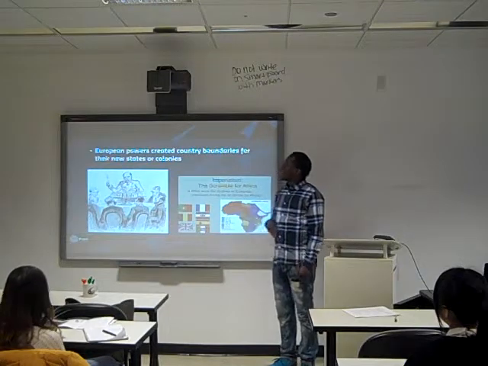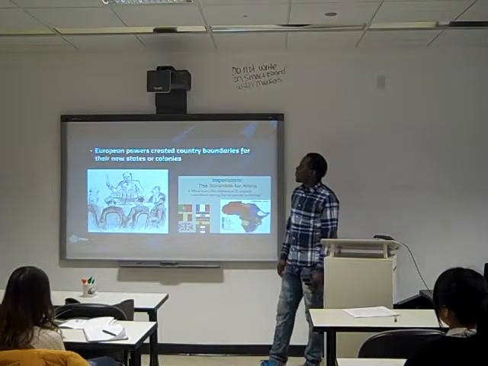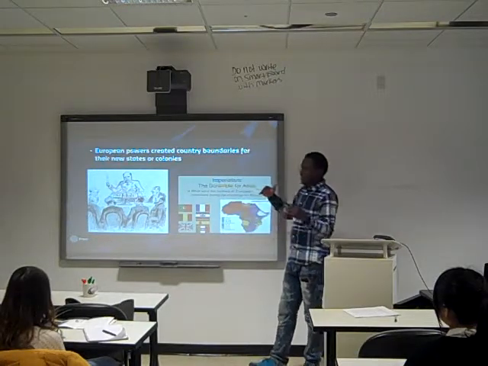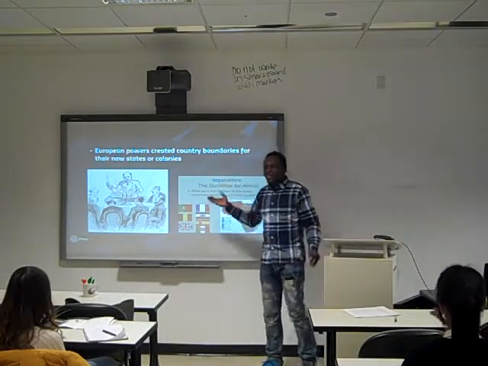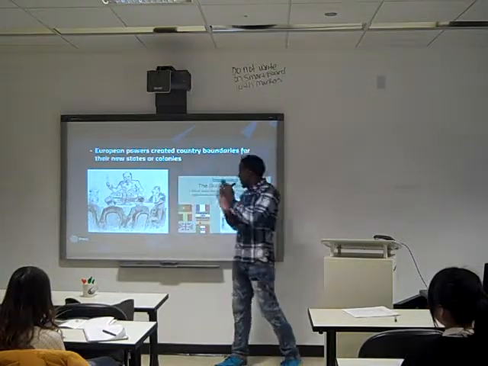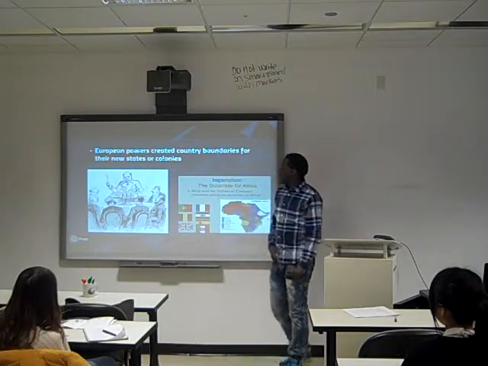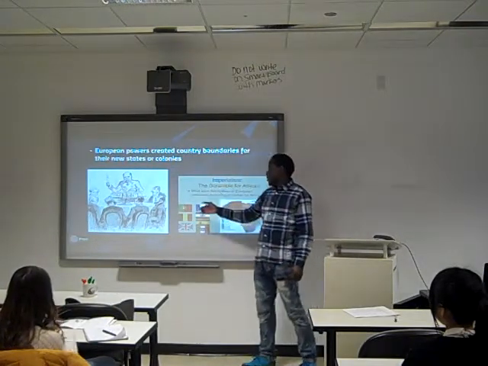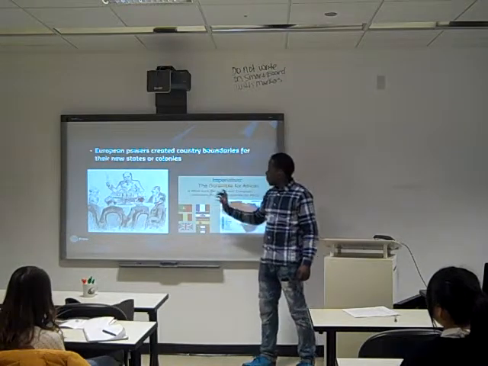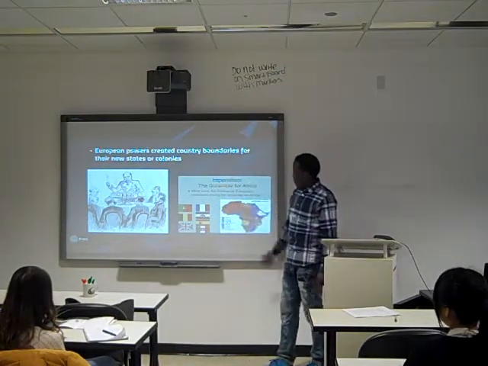All right, and once they took over the African continent, European powers created limits for their new states or colonies. This is them splitting Africa in every part, and most of those countries were, as you can see on the map here, Portugal, France, Germany, Britain, Spain, and so on.